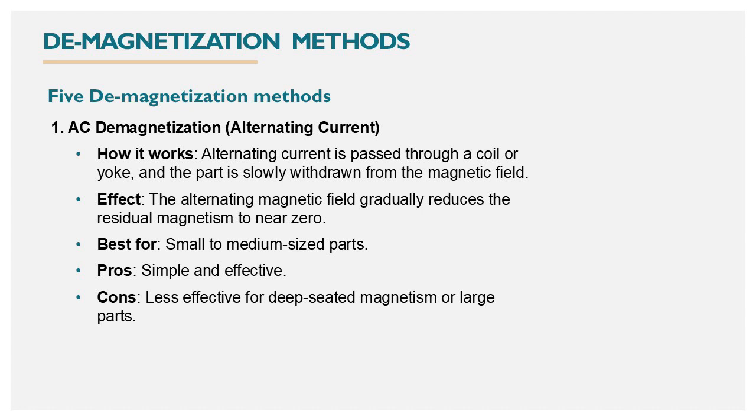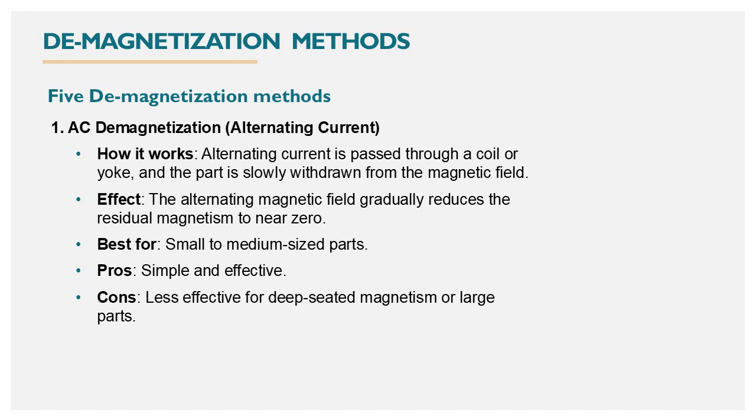Demagnetization is an important step after magnetic particle testing, or MT, especially for weld inspections, to ensure that residual magnetism does not interfere with equipment operation, machining, or further testing. Here's a detailed explanation of the main demagnetization methods. Number 1 is AC demagnetization, or alternating current. How it works: alternating current is passed through a coil or yoke, and the part is slowly withdrawn from the magnetic field. The effect: the alternating magnetic field gradually reduces the residual magnetism to near zero.